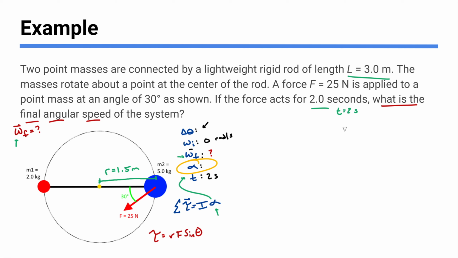I'm given F, which is 25 newtons. And that theta, that 30 degrees, is the theta in the equation. I always want to make sure, but it is the angle between R and F. So 30 will work here. Okay, so let's plug in and find the torque that's acting. So I'm going to do 1.5 meters times 25 newtons times the sine of 30 is what I want to do.